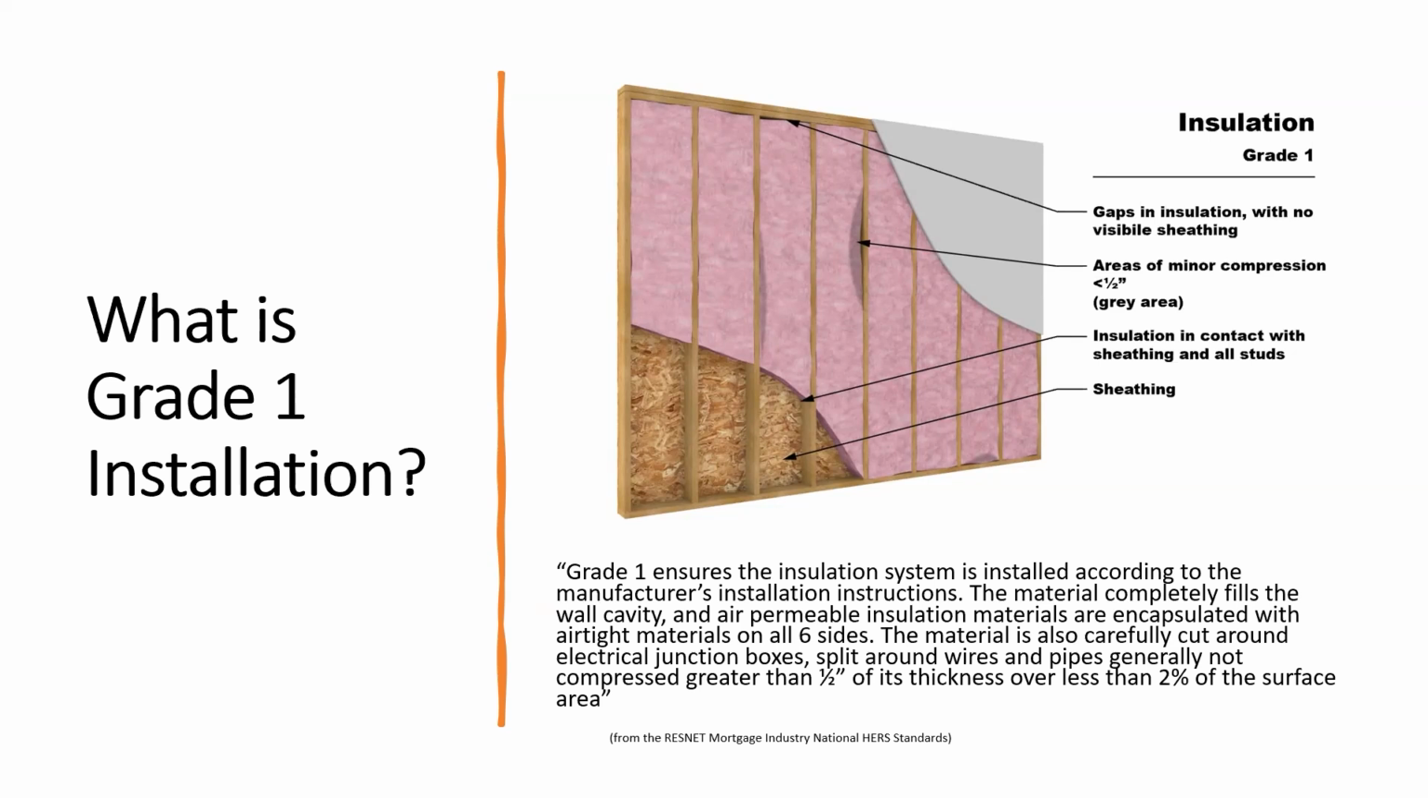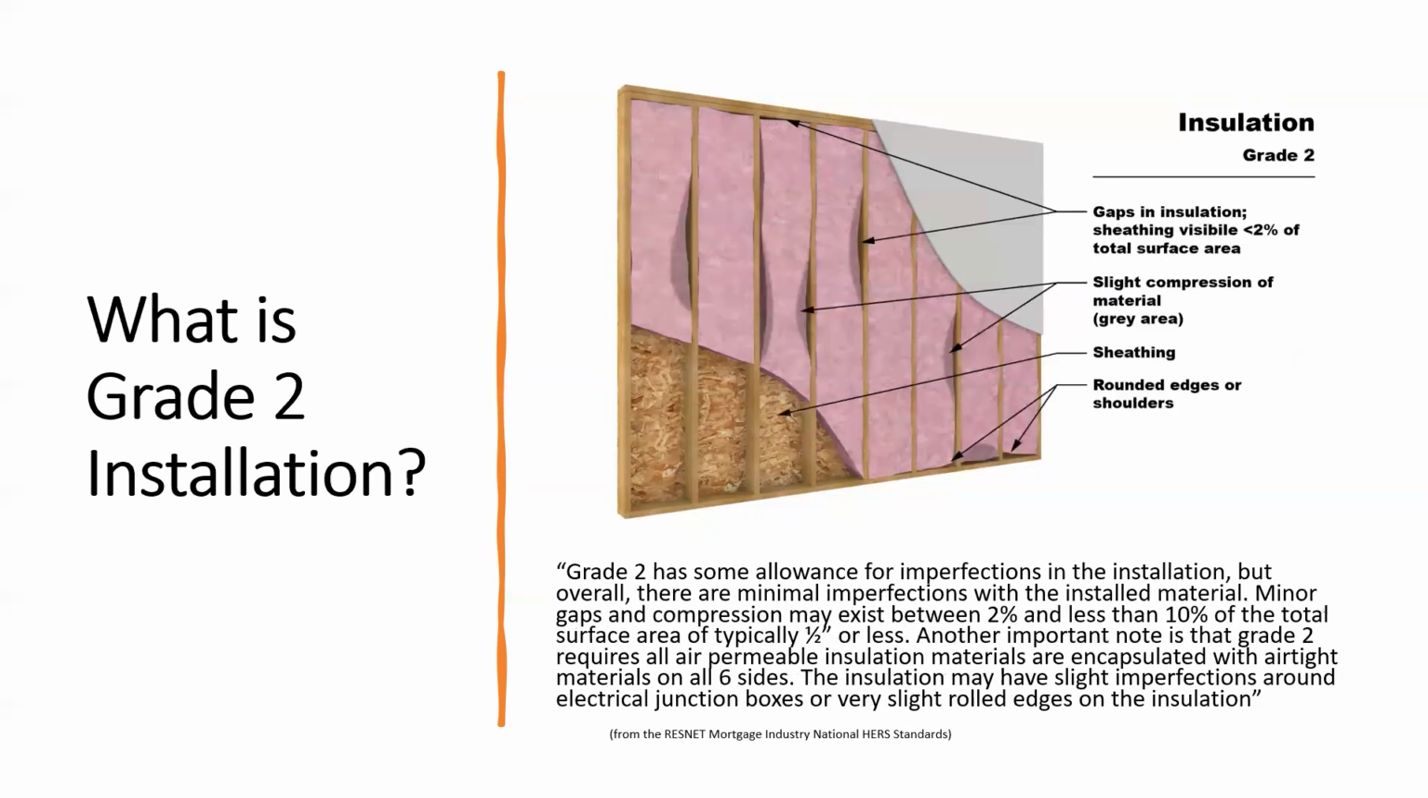This doesn't say, and I'll have to reiterate this multiple times in the webinar, this doesn't say, but not here and not there. It just says all air permeable insulation materials must be encapsulated with an airtight material on all 6 sides. It doesn't say, but not on a garage wall under the stairs or not behind a fireplace. It's all of it to be considered grade 1. Anything outside of that is a grade 2 or a grade 3, period. Any of it.